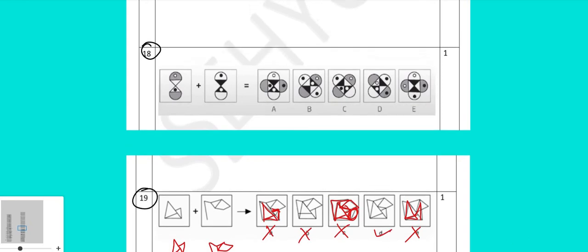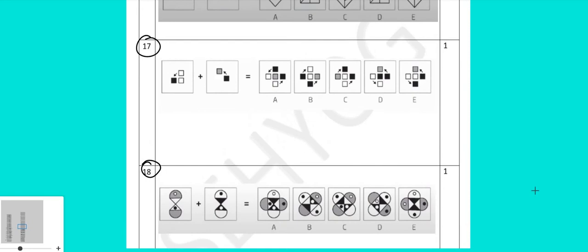Moving on to the next example, that is example number 18. Here this figure also might seem a bit complex, but then on looking at it carefully, we will notice that it is easier to solve. Okay, so in figure number 18, we see that these are two similar shapes but just colored or shaded differently. So A is wrong. Why?